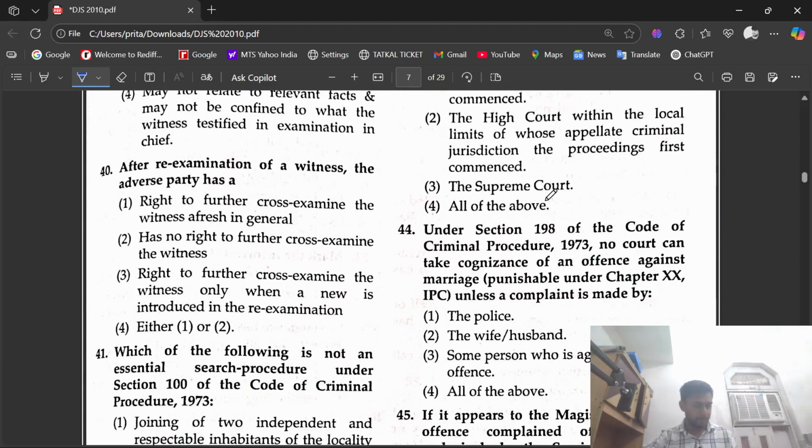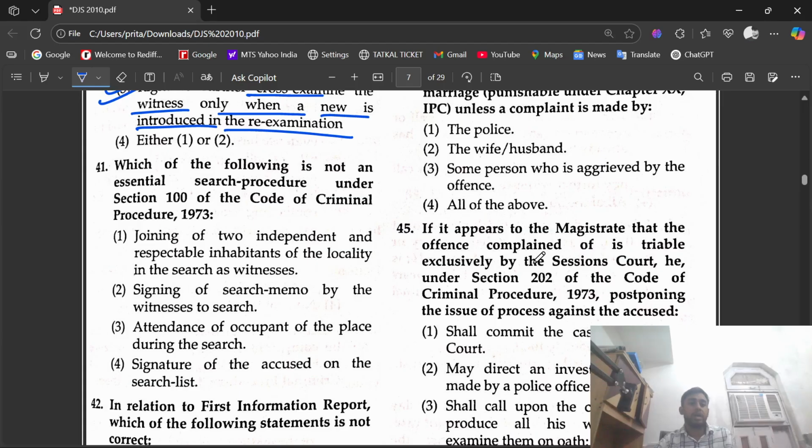Question number 40. After re-examination of a witness, the adverse party has the right to further cross-examine the witness only when a new matter is introduced in the re-examination. Option third is the right option.